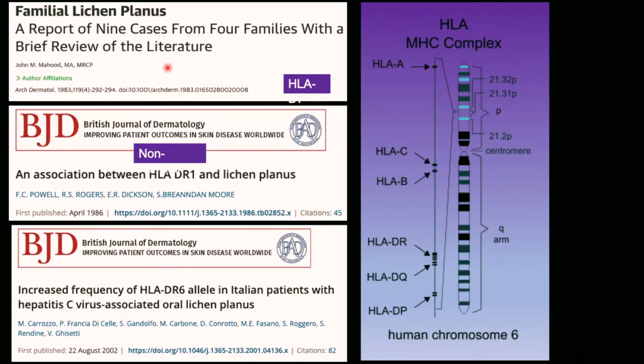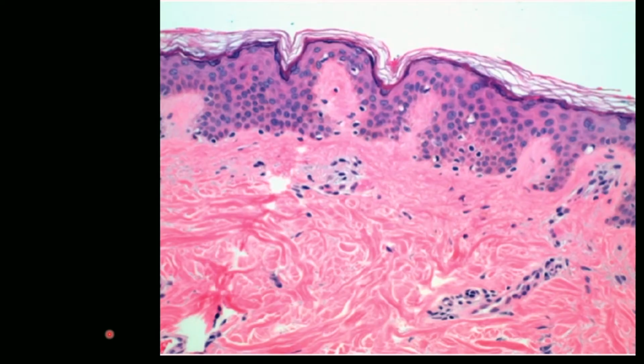So the familial type is usually found in HLA-B7. The non-familial type is usually found in HLA-DR1, and the one that we see commonly with hepatitis C is usually found in relation to HLA-DR6.